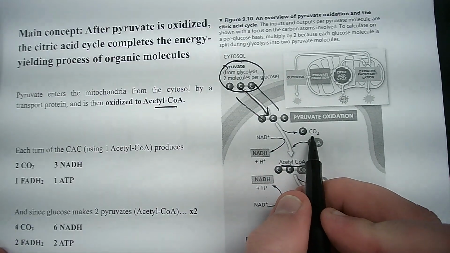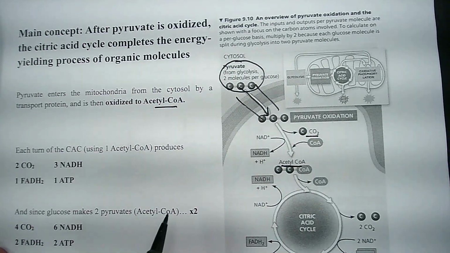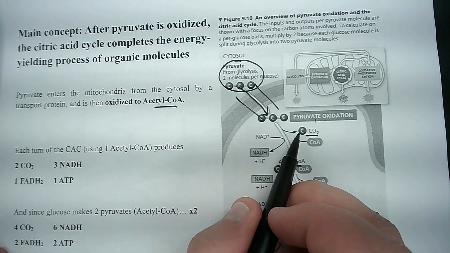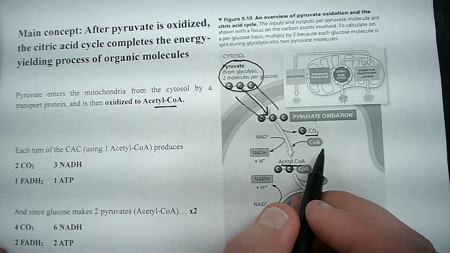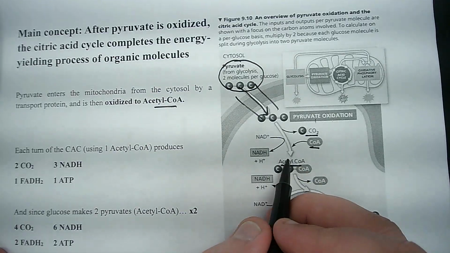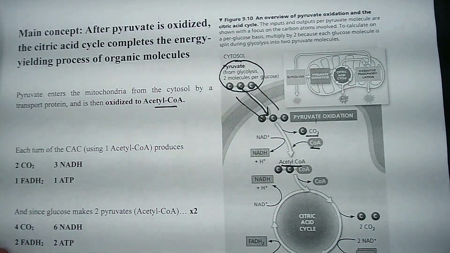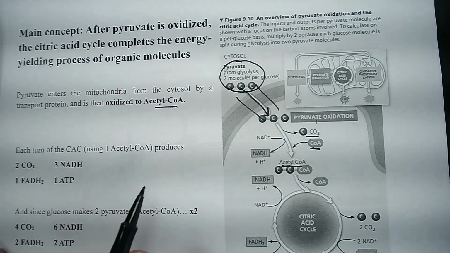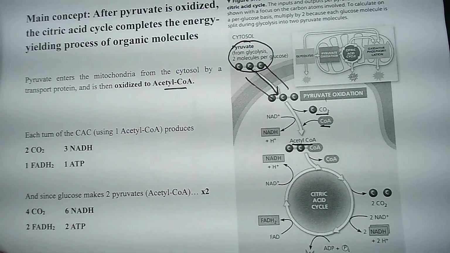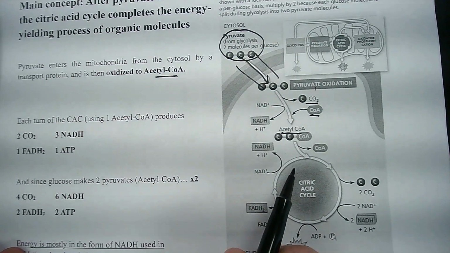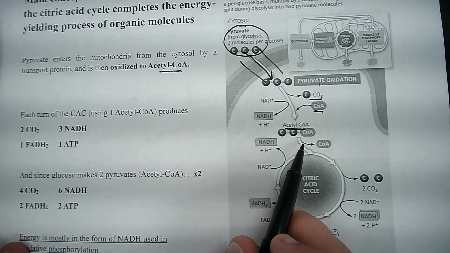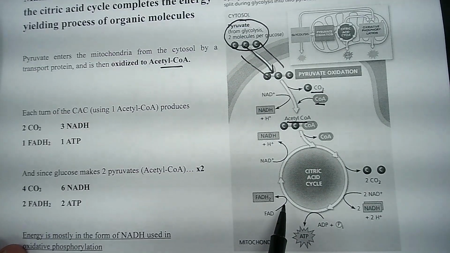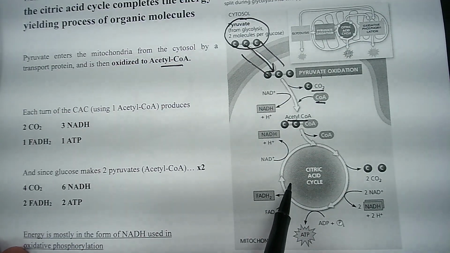This process loses a CO2. I'm talking about pyruvate oxidation. As pyruvate enters, it will lose a carbon in the form of CO2, and it also gains this CoA part, and it makes this acetyl-CoA. So pyruvate is oxidized to acetyl-CoA. Notice that also generates an NADH in that process. The important part is now acetyl-CoA is able to be funneled into the CAC, the Krebs cycle, citric acid cycle.